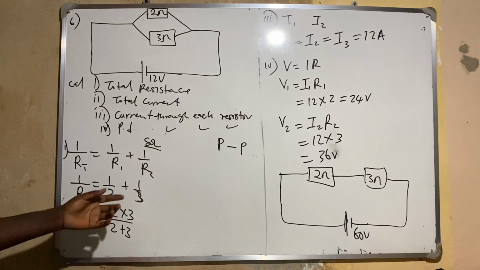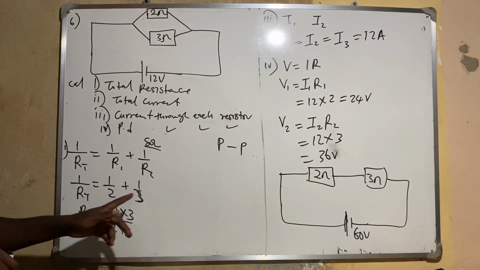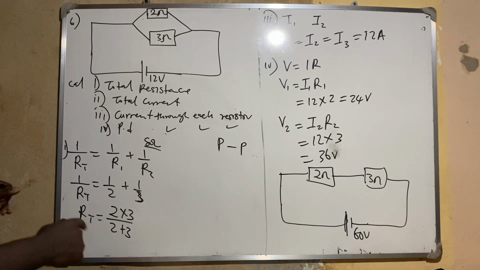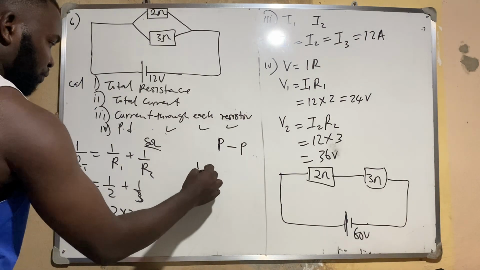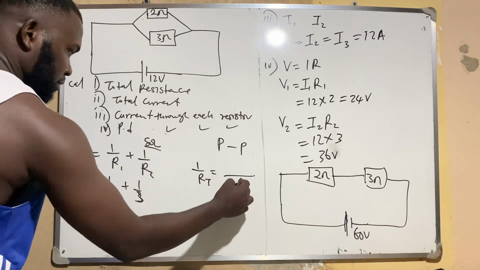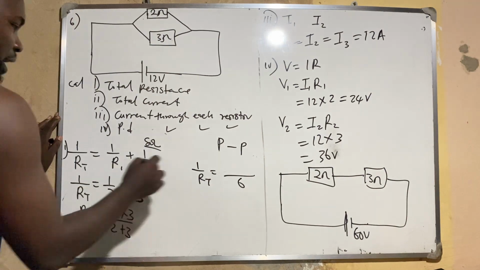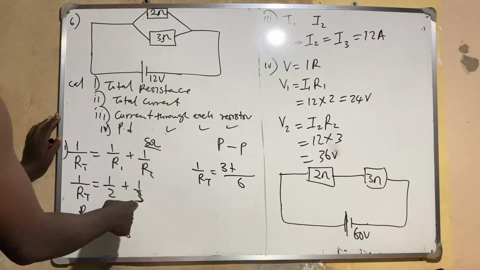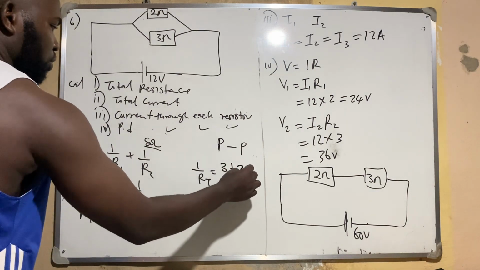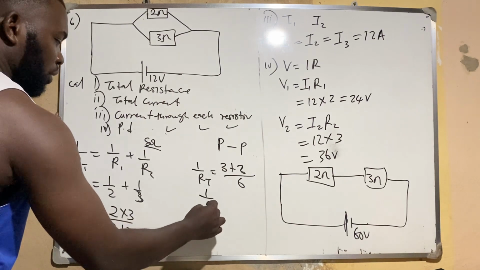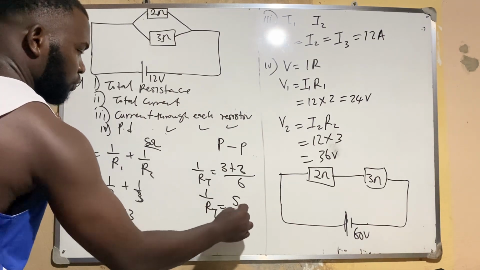And we use this method only when they are 2. If they are more than 2, you cannot use this method. But if they are more than 2, look at what you are supposed to do. 1 over R total is equal to the LCM of this and this, which is 6. 6 divided by this is 3, 3 times 1 is 3, plus 6 divided by this is 2, 2 times 1, 2. In fact, 1 over R total is equal to 5 over 6.